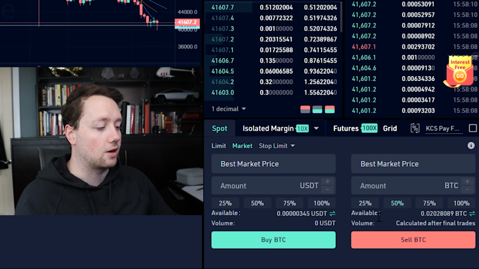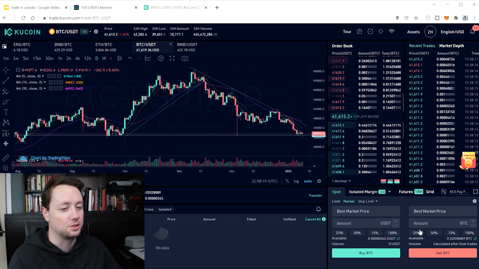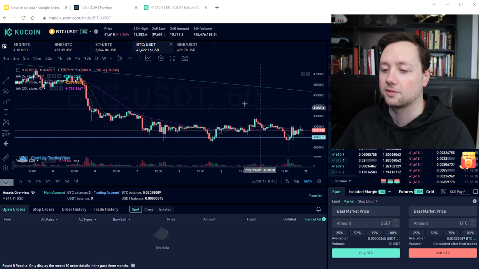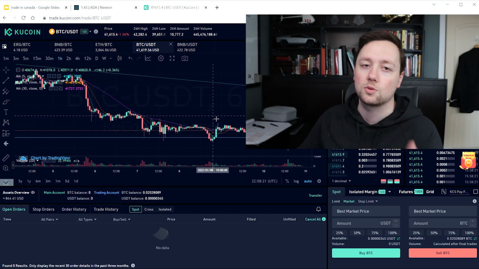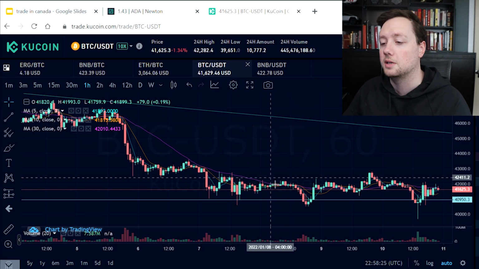Now, for us right now, as you can see, I currently have an available Bitcoin balance of 0.02 Bitcoin. And so what we're going to do is we're going to dive in here. We're going to start to do a little bit of technical analysis to understand which one we think is going to be more valuable over time. Is it going to be Bitcoin, or is it going to be US dollars?